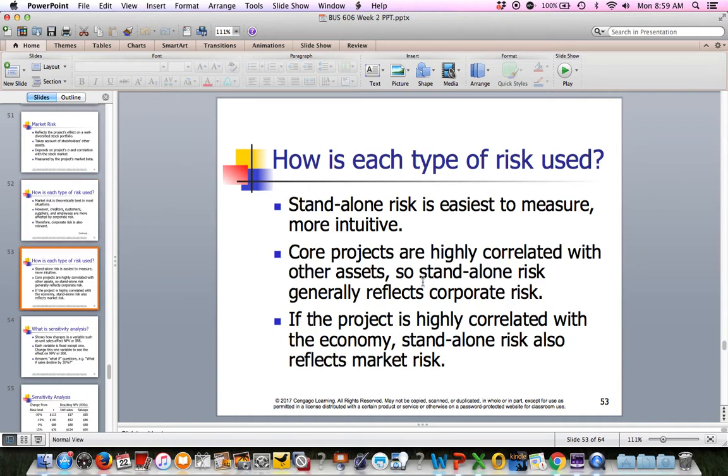It says here, how is each one used? Standalone risk is easiest to measure, more intuitive. I can measure that with a real number using NPV or IRR. Core projects are highly correlated with other assets, so standalone risk generally reflects corporate risk. If the project is highly correlated with the economy, standalone risk also reflects market risk. So it kind of just depends on this project. What's the nature of the project? Is it something that's pretty common for us to do? Is it very unusual? Is it really risky, not risky? That helps us kind of figure out too which of the three types of risk might be the best to use to look at it too.